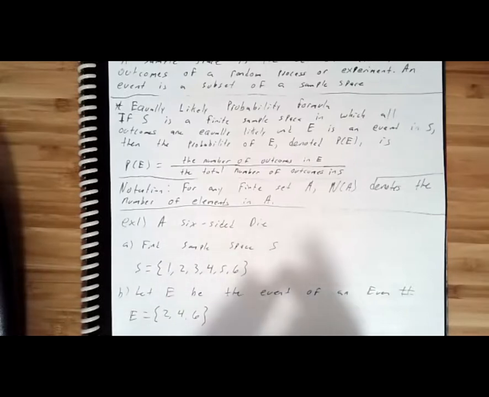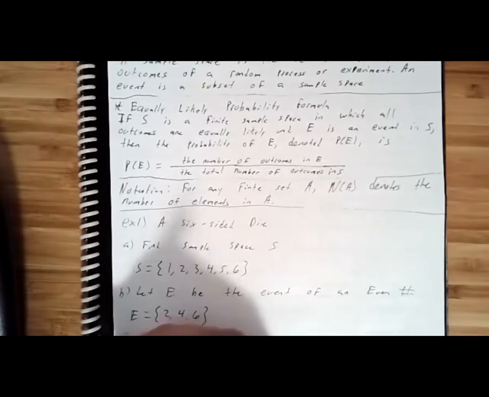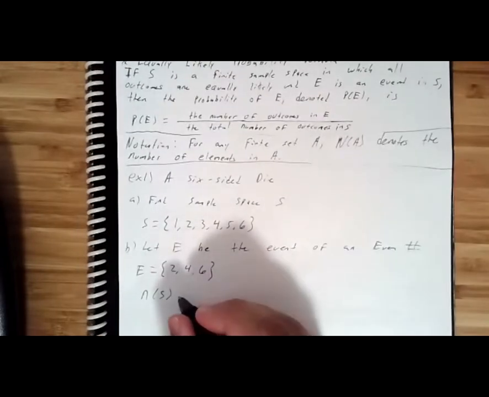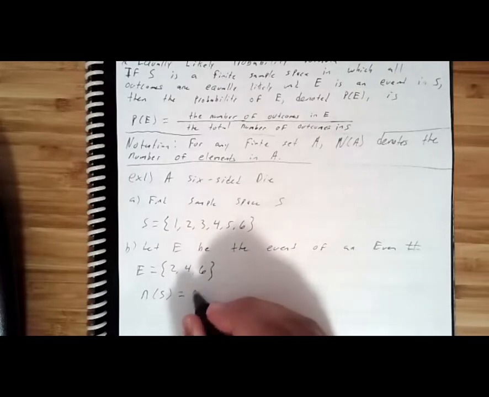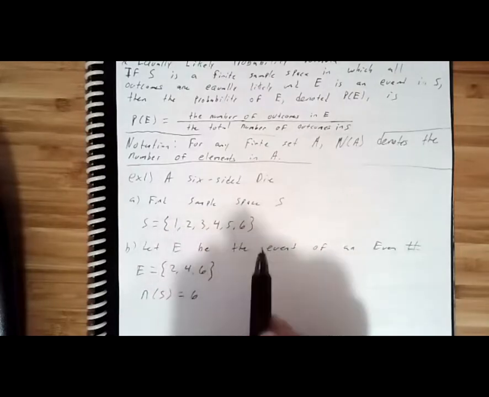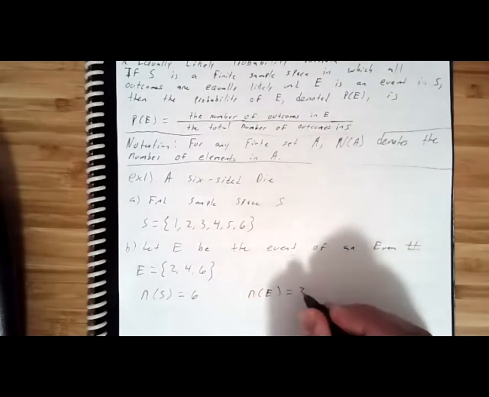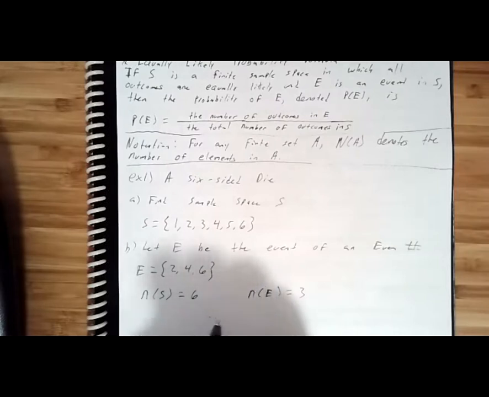Now, just so you know the notation, N of S is the number of elements in S. So that'll be 6. There's 1, 2, 3, 4, 5, 6. The number of elements in E, by the way, is going to be 3. So it's just a notational thing.